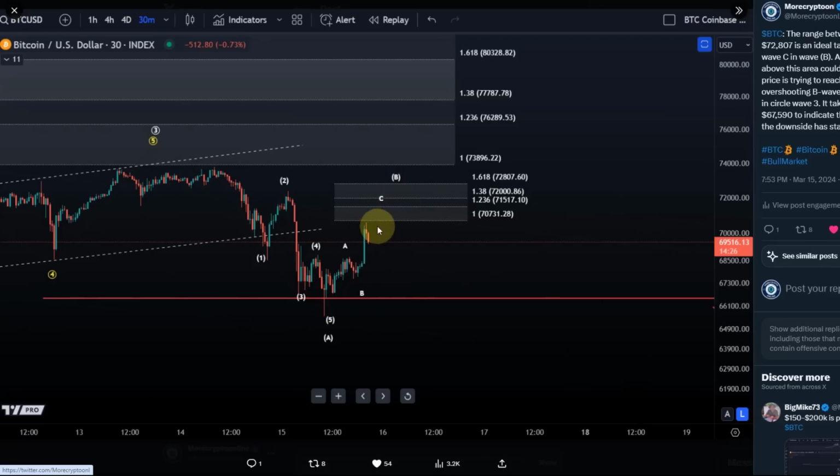Now I shared in that update that the C wave, so obviously the B wave itself is a correction, A, B, C, and that the C wave could be over in the region between 70,731 and 72,807, and it actually reached that first target there, the 100% extension level. But I also shared that it takes a break below 67,590 to indicate that the C wave to the downside has started, so that indeed the larger B wave topped.